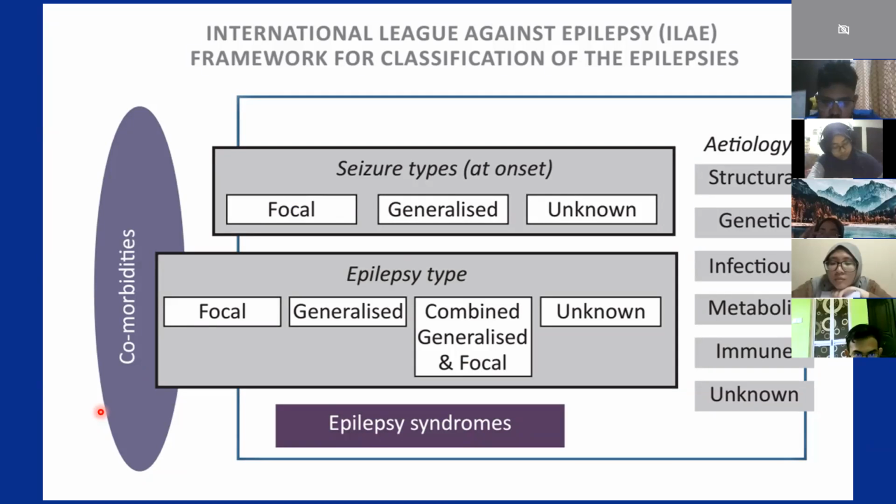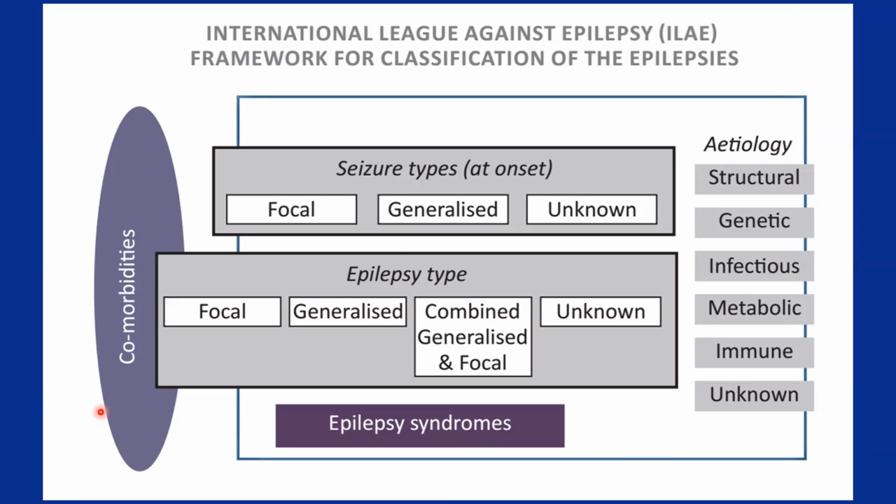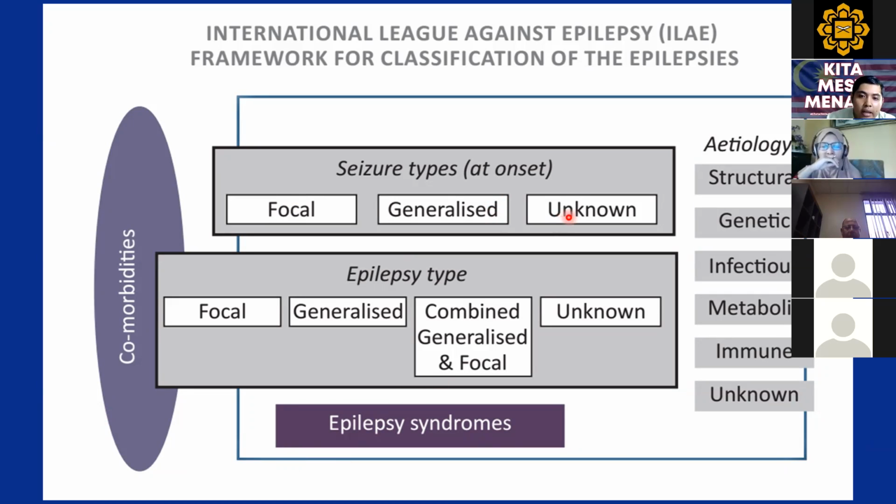So this is the framework from the International League Against Epilepsy 2017, the latest one. They classify seizures according to the onset. Seizures have 4 types: focal, generalized, unknown, and another one which is unclassified. And then the epilepsy, we also divide into 4: focal, generalized, combined generalized and focal, and unknown. Epilepsy syndrome, as I mentioned in the definition before, and then they also mention the etiology of the epilepsy that I will discuss after this.